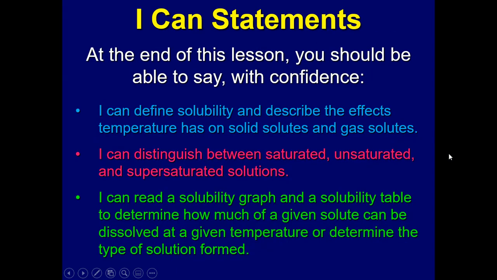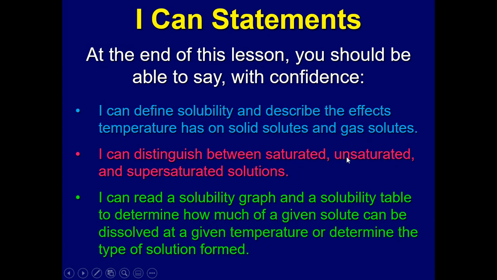Here are the I can statements. I can define solubility. Solubility is the amount of a solute that is able to be dissolved in a solvent at a given temperature. I can describe the effects temperature has on solid solutes and gas solutes. For a solid solute, as we increase temperature, more solid solute can be dissolved. For gas solutes, it's the opposite. As you increase temperature, less gas solute can be dissolved.